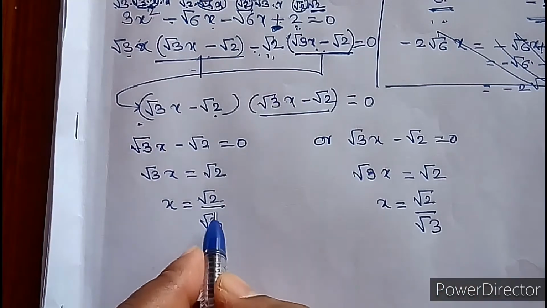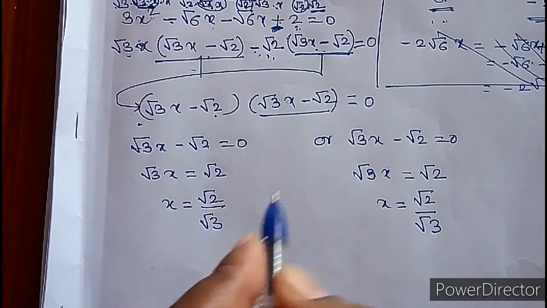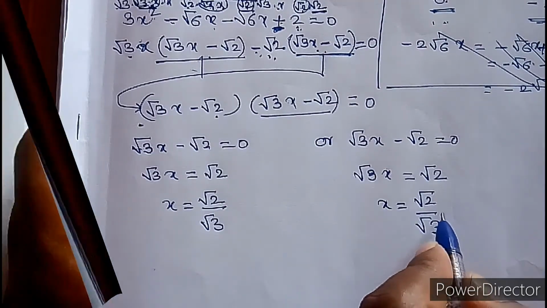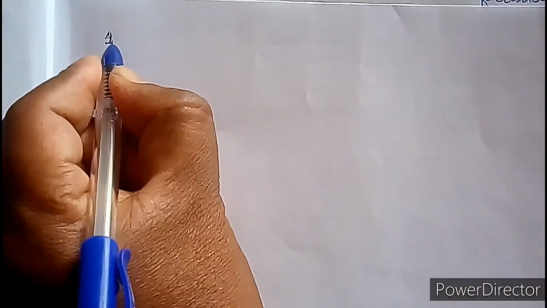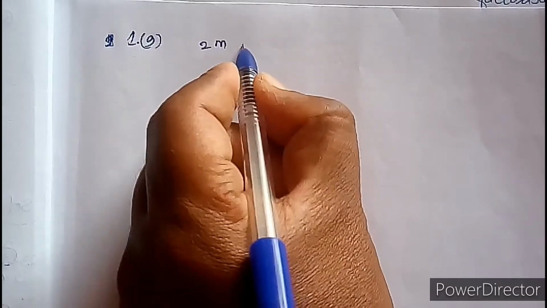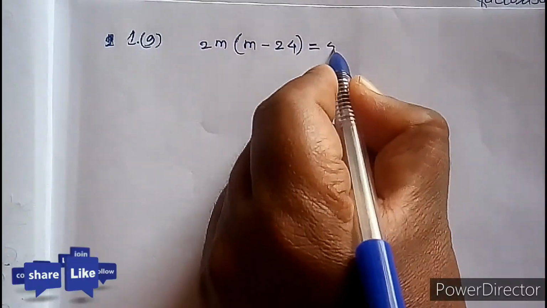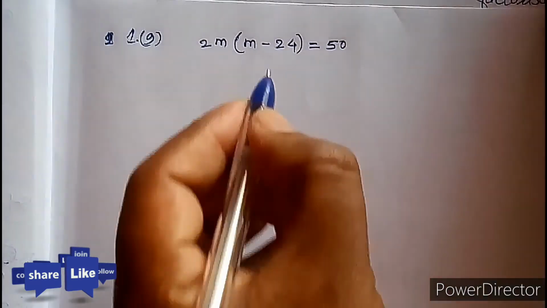Therefore we get the factors of this quadratic equation, those are root 3 by 2, and another factor is also the same. Now coming to the 9th sub question of question number 1, that is 2m into (m minus 24) equals 50. We have to factorize this equation.